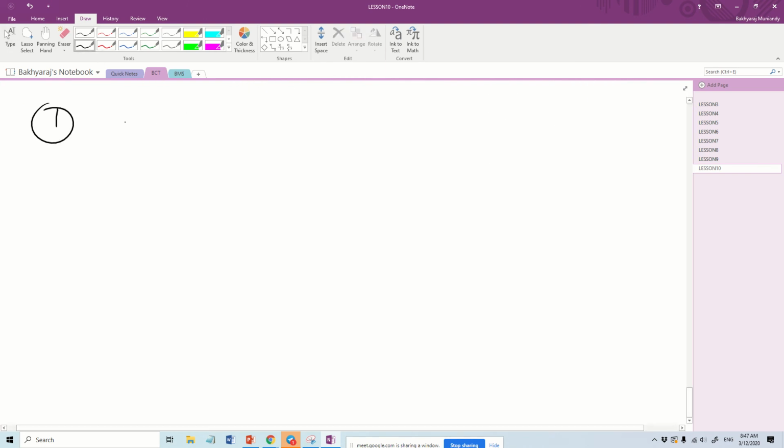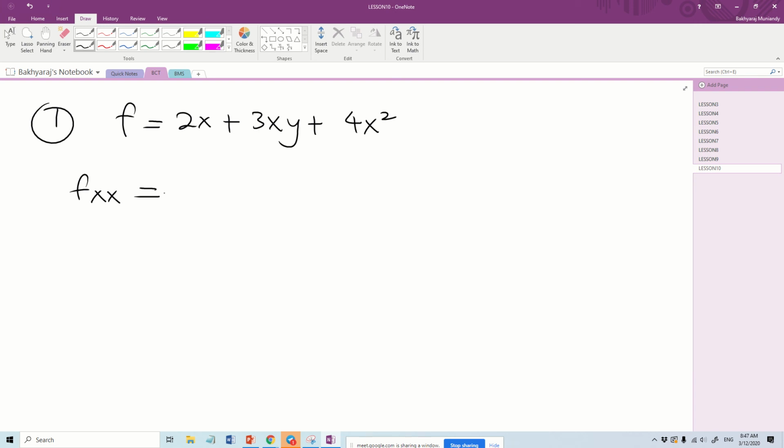Now this time I give you f equals 2x plus 3xy plus 4x squared. Let's say I give you this problem. Now what I want is to find fxx. To find fxx means you want to differentiate twice. You need to differentiate twice. To go for fxx, you must get fx first.